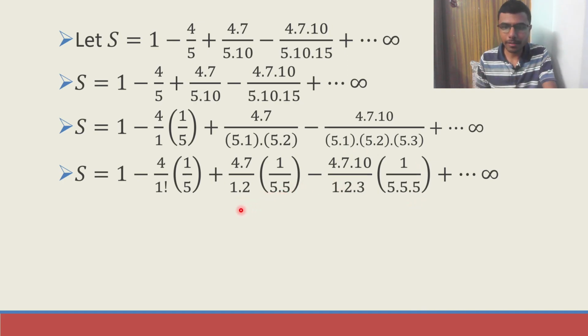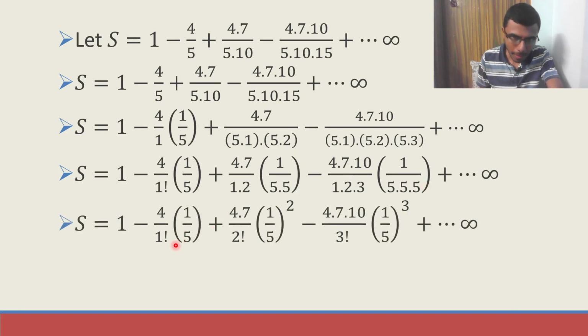I'm able to create that pattern. Now this is nothing but 2 factorial, this is nothing but 3 factorial, and this will be 1 by 5 whole square, this will be 1 by 5 cube: 1 by 5, 1 by 5 square, 1 by 5 cube. So you see, I'm able to convert this given series into that pattern so that I can apply some formula. What is that? You'll get to know. As I mentioned, 1 by 5 whole square, 1 by 5 whole cube. So this is perfectly matching with that pattern.